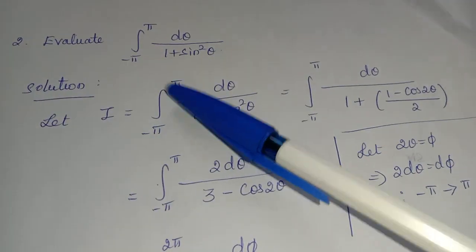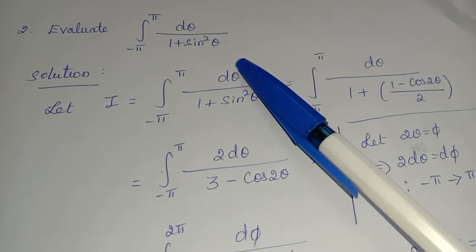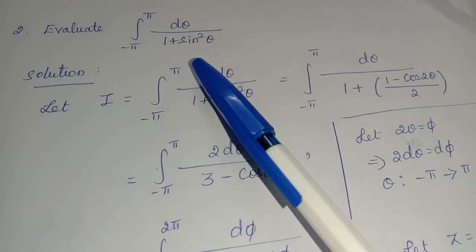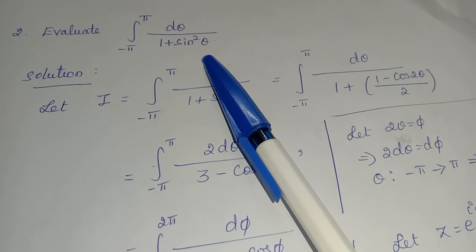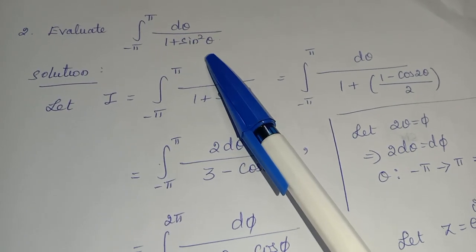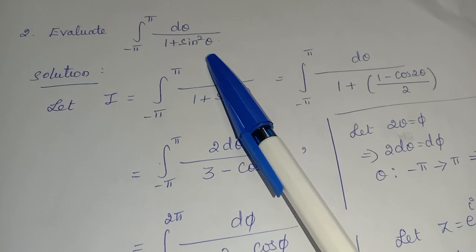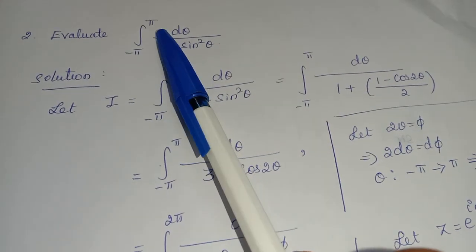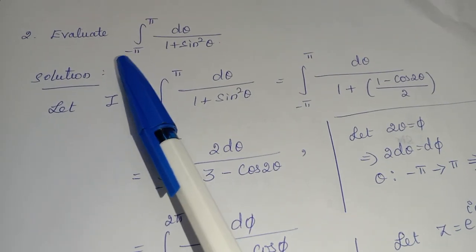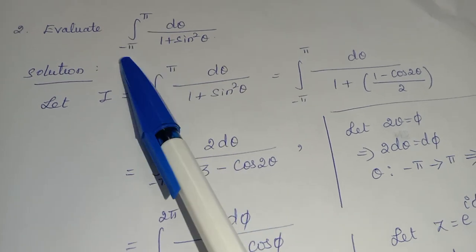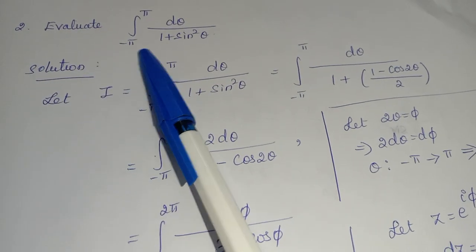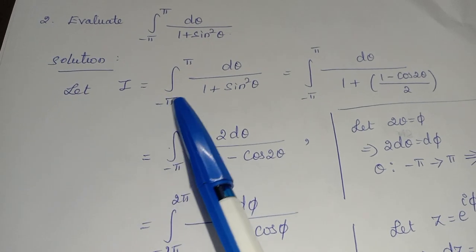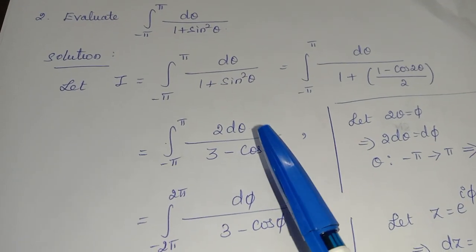Evaluate the integral from −π to π of dθ/(1 + sin²θ). This problem can also be solved by using complex integration. But before using complex integration, we have to do some rearrangements, because here the limit is from −π to π, but we can evaluate only from 0 to 2π. If the limit is different, we have to change everything. We have to bring it to the form that I prescribed on the first page. After that only you can solve the problem.